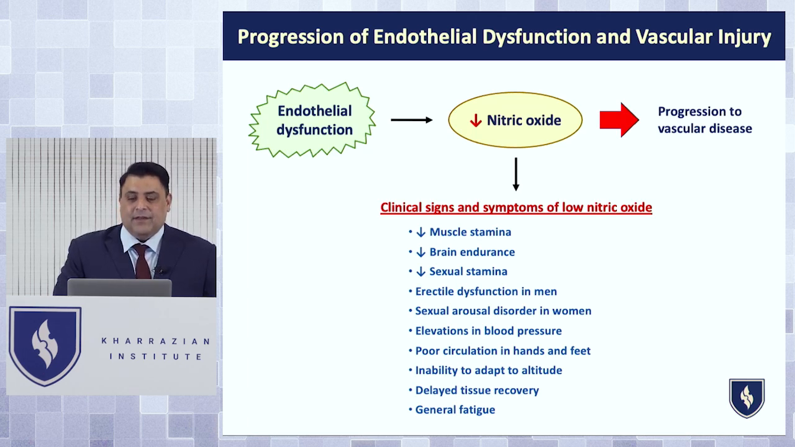Yeah. And that's partly because our endothelial cell function goes down with age, right? And I'll show you some illustrations of that. You just want to maintain as much of it as you can for the longest period of time. So in addition to decreased muscle stamina, there's decreased brain endurance, there's decreased sexual stamina. Erectile dysfunction in men is another common scenario. Sexual arousal disorders in women has been linked to nitric oxide, where they just don't get any pleasure from sexual activity. Elevations in blood pressure, poor circulation, hands and feet, inability to adapt to high altitudes, delayed tissue recovery, and general fatigue.